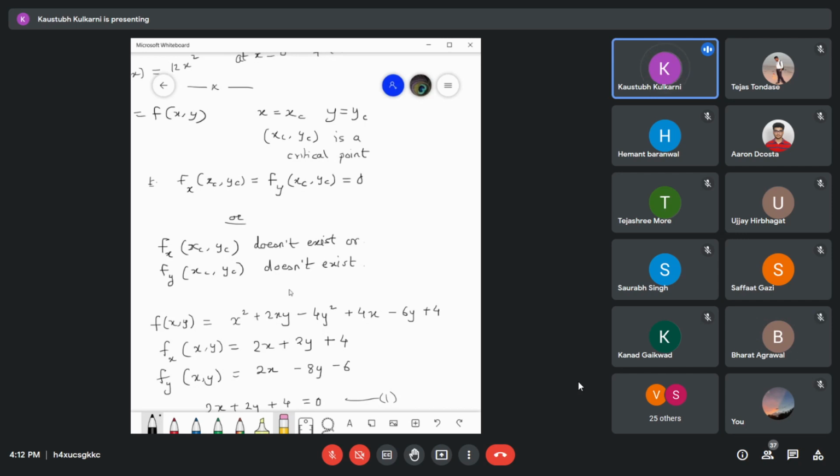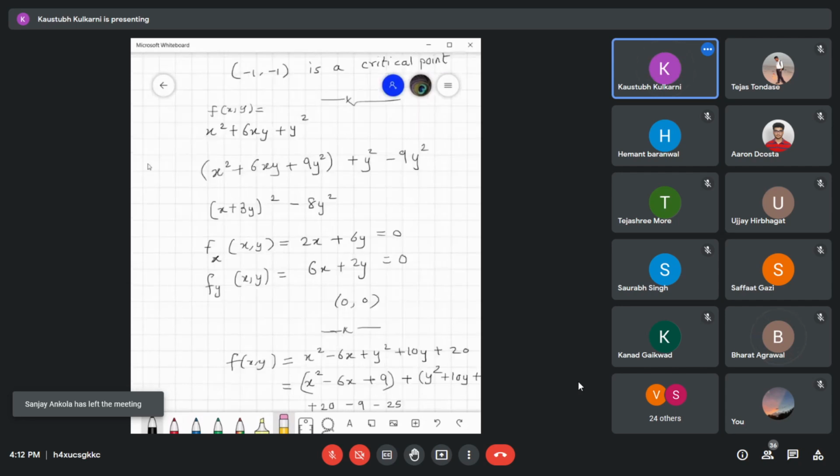In the case of tan, there is an asymptote at 90, so those functions are not differentiable. So either the derivative does not exist, or if it exists, then the derivative with respect to x and the derivative with respect to y are both equal to 0. Then it is a critical point.